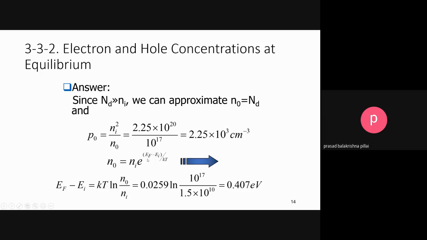Then I can take advantage of this: n naught is ni times e raised to (Ef minus Ei) by kT. So from this I can find Ef minus Ei, because I know n naught, and I know ni. Ni is given in my problem. That way I can find out the difference between Ef and Ei. I know where Ei is. Ei will be in the middle, so I know where Ef is. So that is what we will see in the next slide.